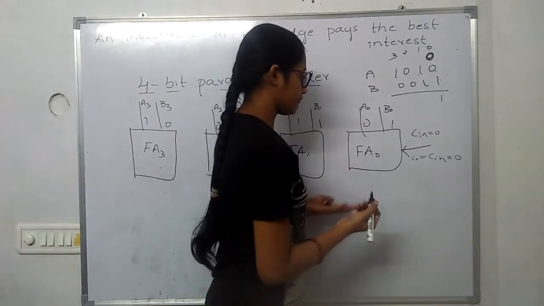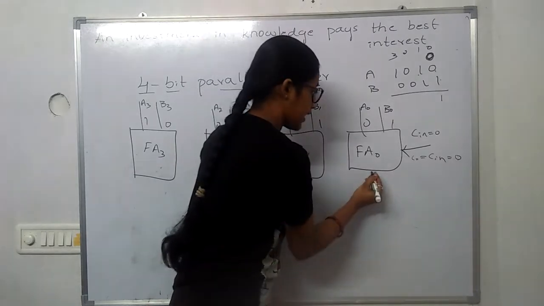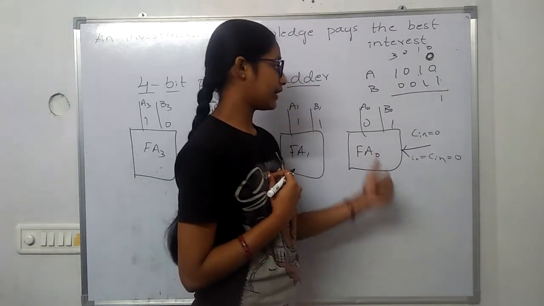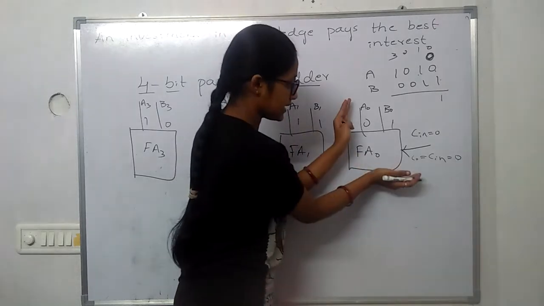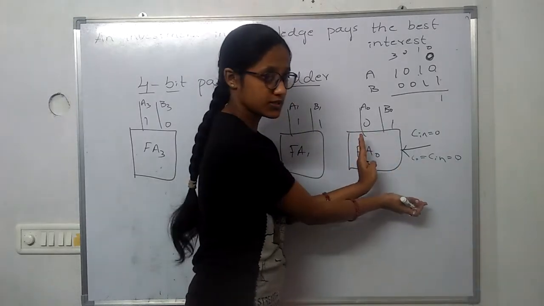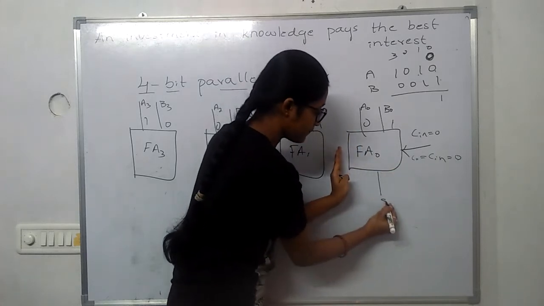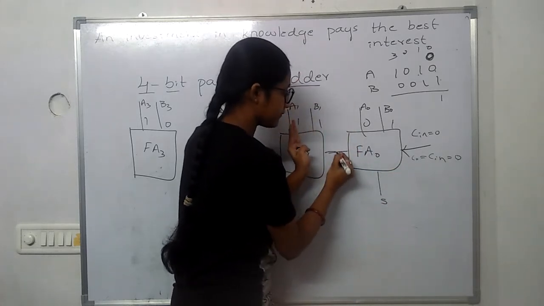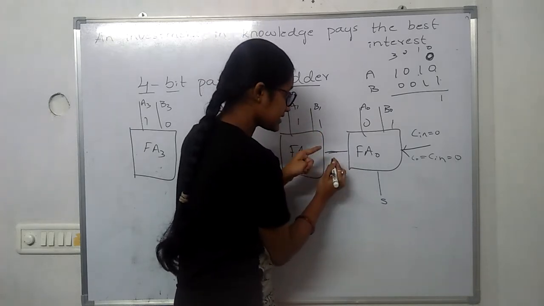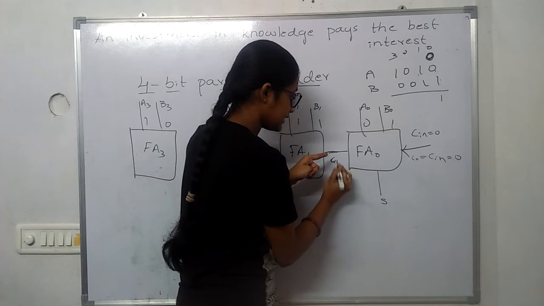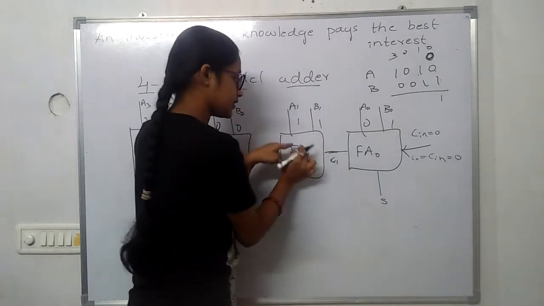Then carry, how do we get the carry? We know that a full adder will have 3 inputs and 2 outputs. See here: 1, 2, 3, 3 inputs. Where are the outputs? One for sum and one for carry. This is its output, sum and carry. And this C1 becomes an input to this full adder.